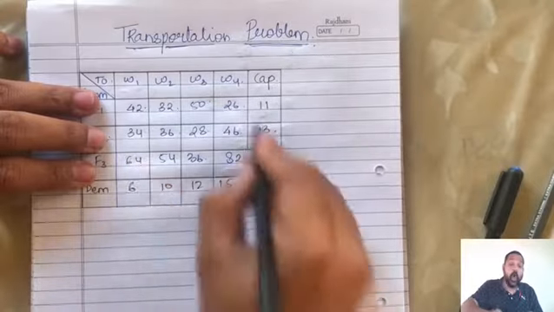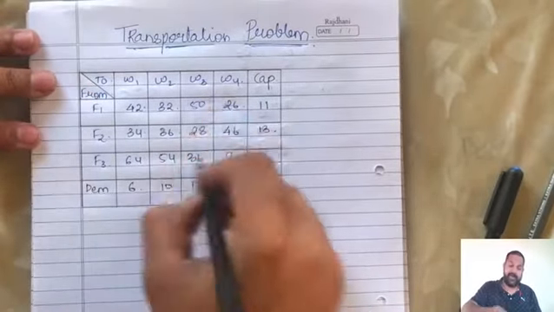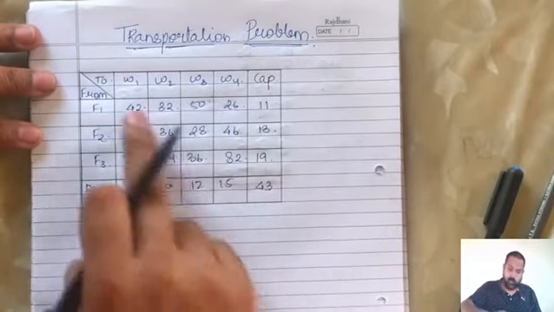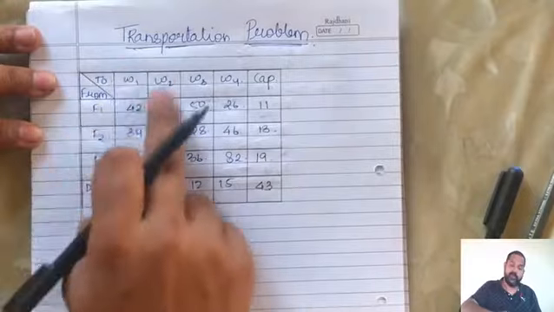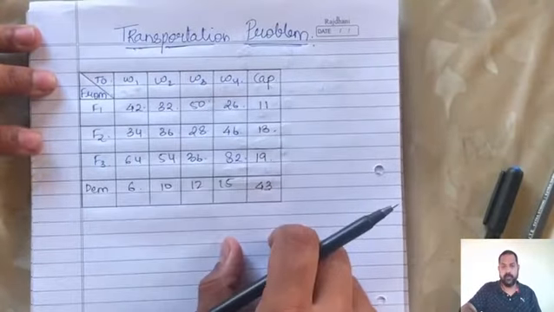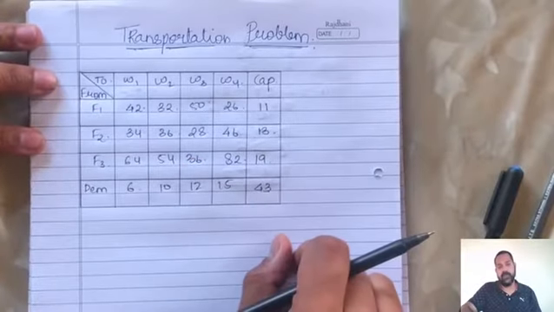And the cost per unit of transportation is being fabricated in the table. So what is this part? This is the cost of transportation per unit from the factory to the warehouse. This is the demands of the warehouses and this is the capacity of the factories.